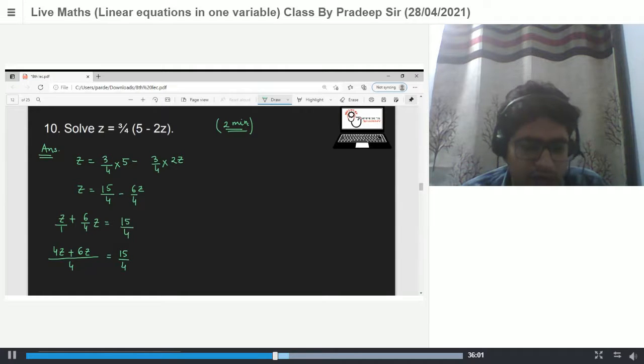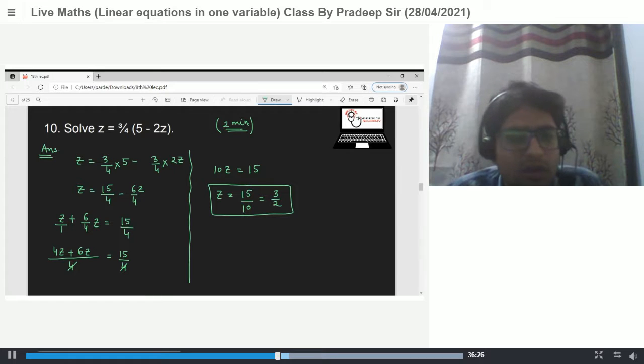So 4 cancels on both sides. 4z plus 6z is 10z, which is equal to 15. So z is equal to 15 by 10, which is 5 3s are 15, 5 2s are 10. So the answer is z is equal to 3 by 2.